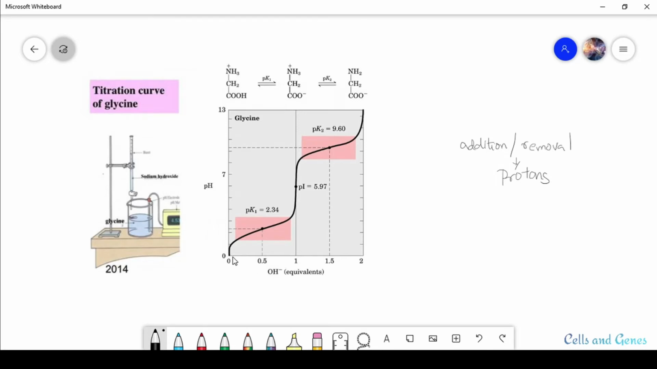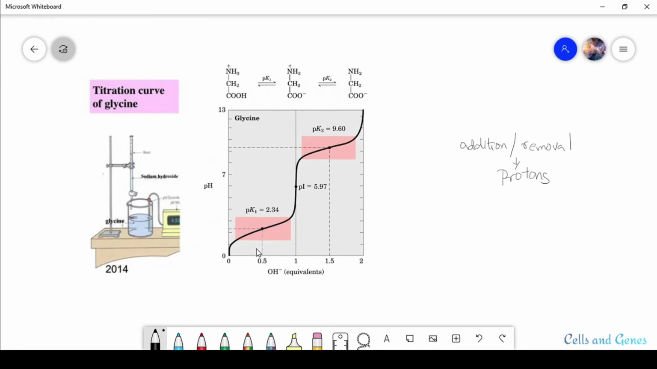So what happens at the midpoint? We are titrating, adding sodium hydroxide, and at the midpoint, the OH minus equivalent is 0.5. So at the midpoint of the titration, what happens?